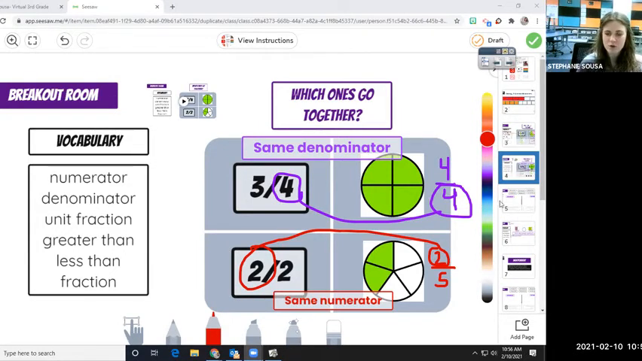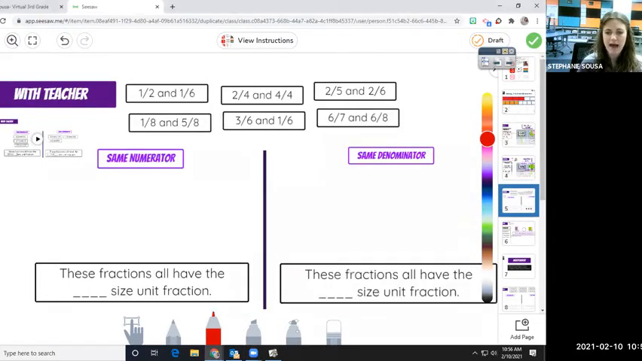Okay, so same numerator, same denominator. Those are our connections. You do not need to write that down. This was just a mental exercise. All right, head over to slide 5, please.